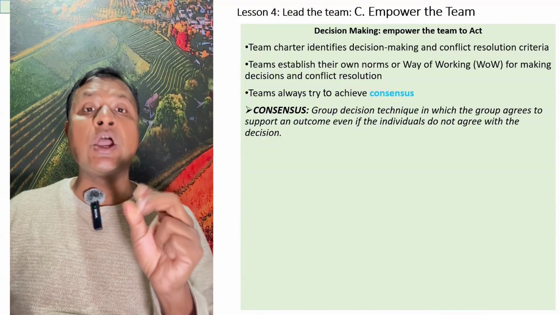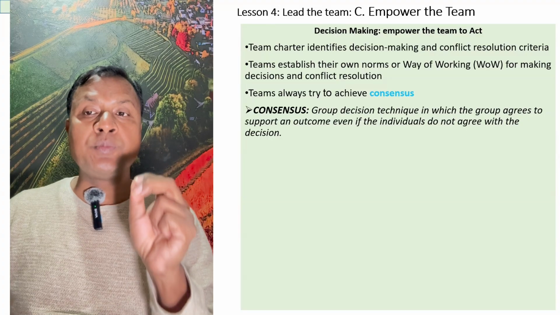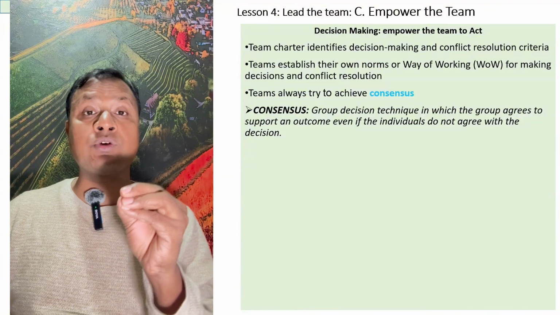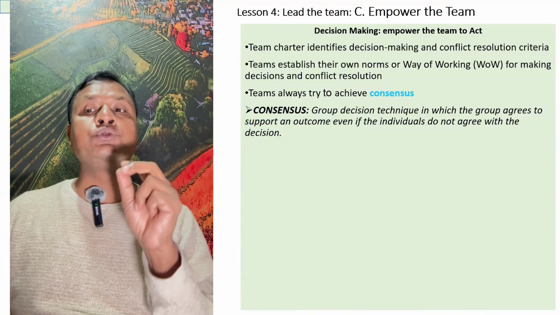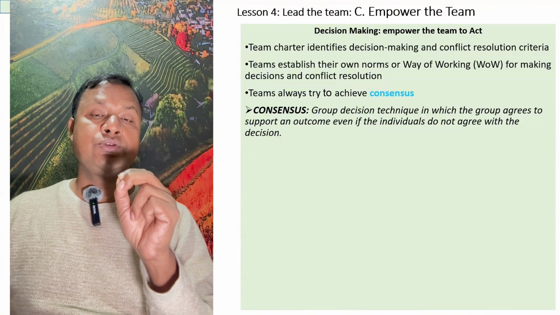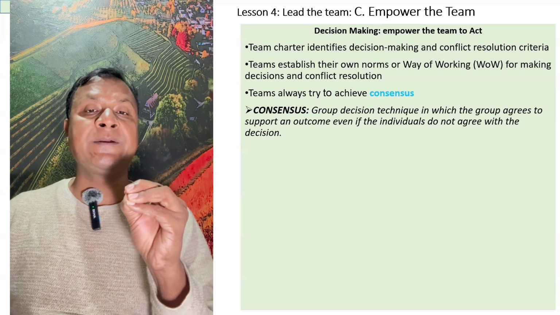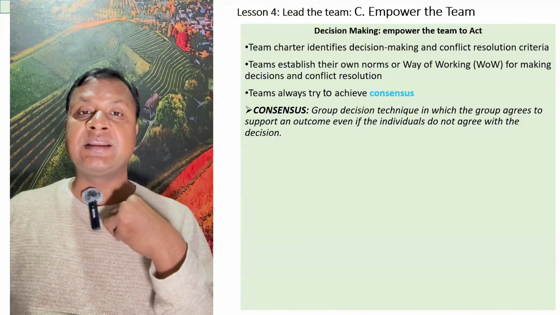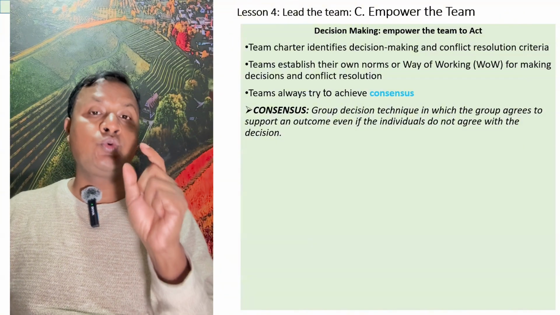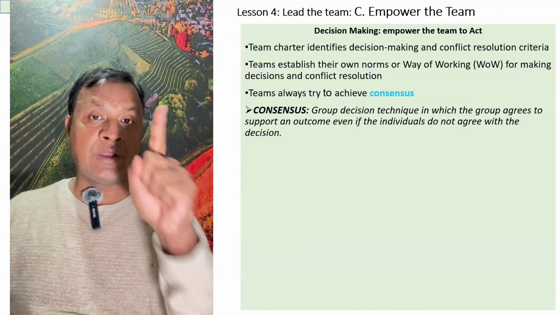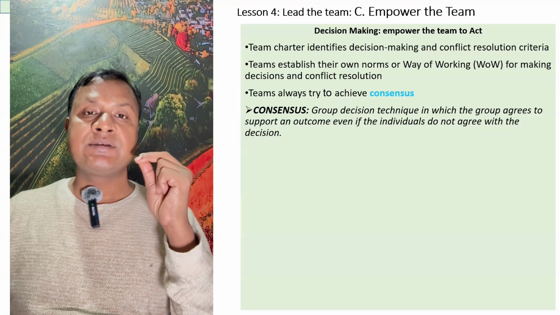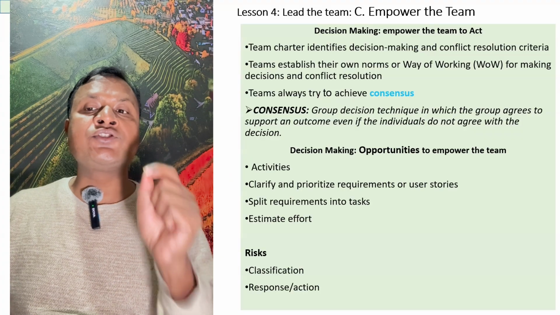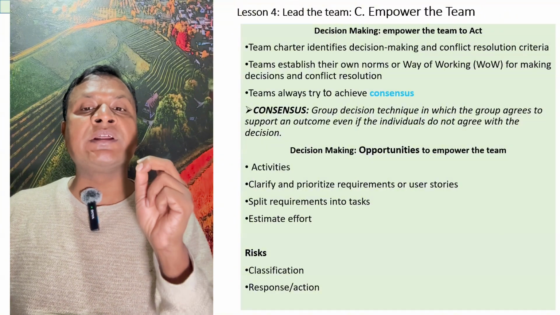What is consensus? Consensus is a group discussion technique in which the group agrees to support an outcome even if individuals do not agree with the decision. So when we all discuss together, some points may not be accepted from my side, but as a whole, to achieve the project value, we can reach consensus. So in decision making, actually, we should empower the team.